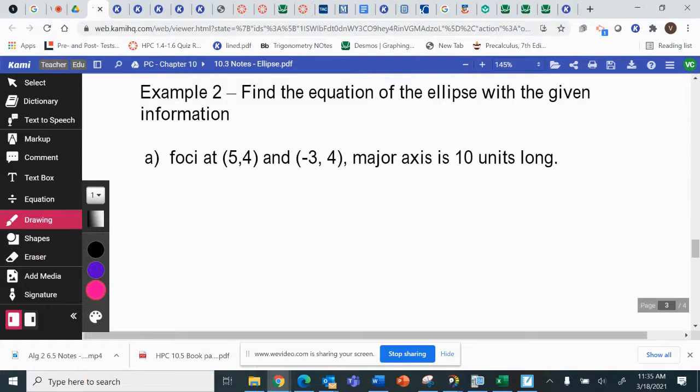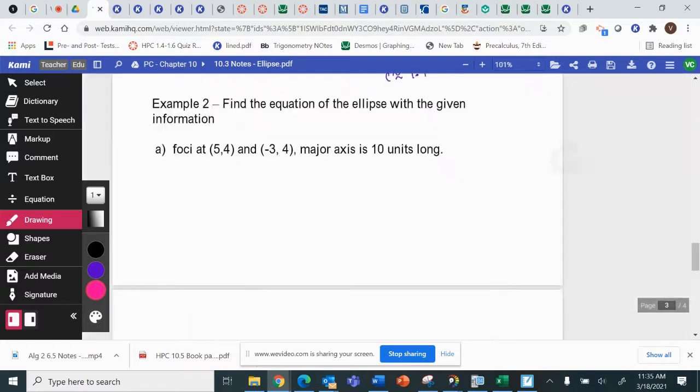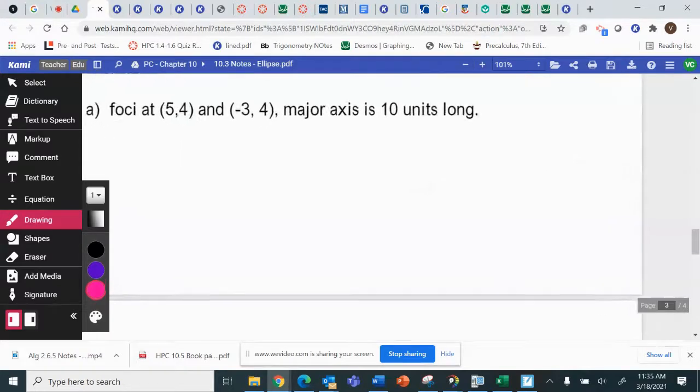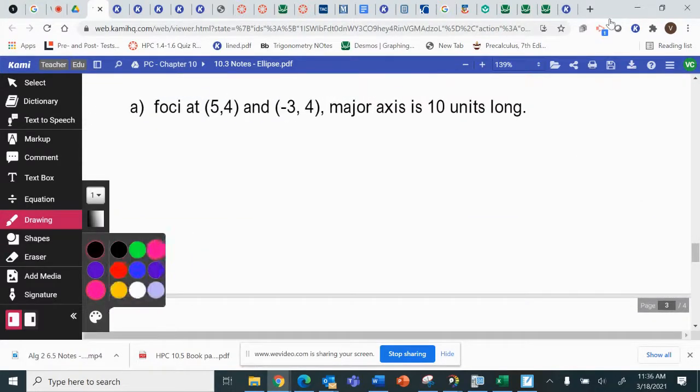Finding the equation with given information. So this is telling us that our foci are at (5, 4) and (-3, 4), and the major axis is 10 units long. Some people are visual. For example, I am fairly visual. So if you are that visual person, maybe it helps to plot it. Maybe it doesn't, but to me, it helps to plot the information. You do not have to.